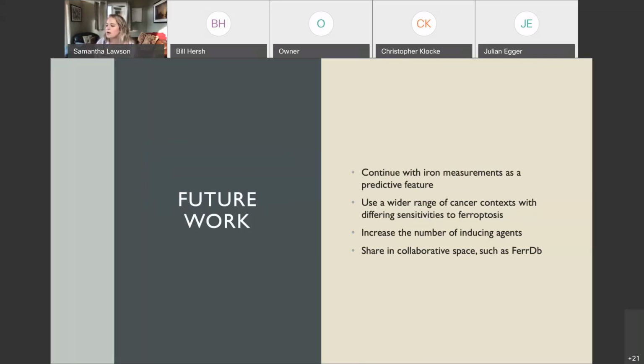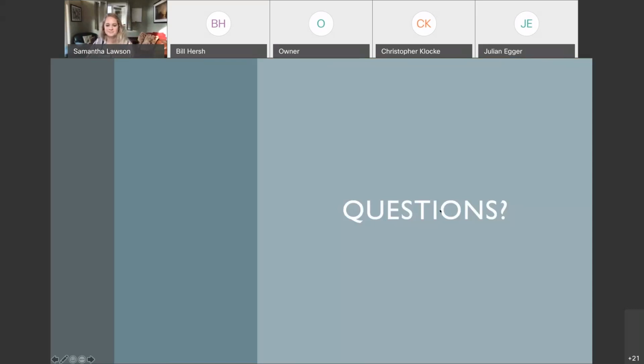As I said earlier, use a wider range of cancer contexts so that you're able to build this model gradually up instead of jumping from point A to point B. And then share in a collaborative space, such as FairDB. Create functionality in these contributive resource hubs so that other researchers can also add and find helpfulness in those computational tools. So I believe that is it. Are there any questions?